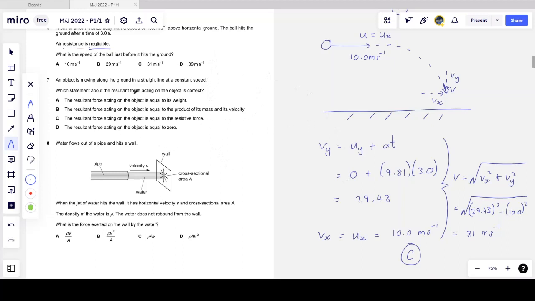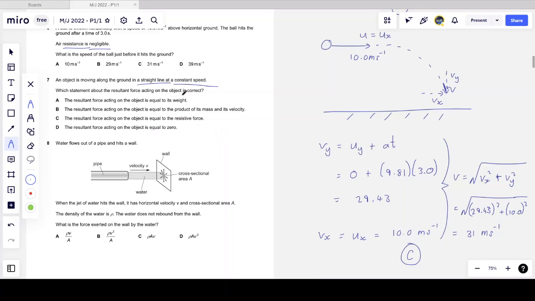Now, question 7 says an object is moving along the ground in a straight line at a constant speed. Two important points. Which statement about the resultant force acting on the object is correct? So again, I'm going to have to read through these statements to see which is correct, but this shouldn't take me too long. The resultant force acting on the object is equal to its weight. The resultant force acting on the object is equal to the product of its mass and velocity. The resultant force acting on the object is equal to the resistive force, and the resultant force on the object is equal to 0.